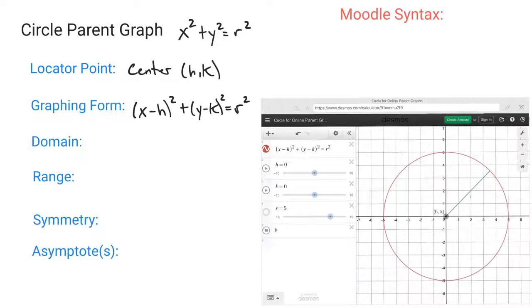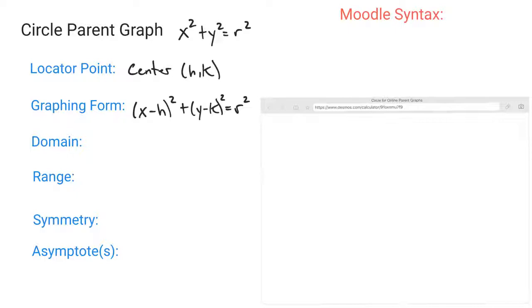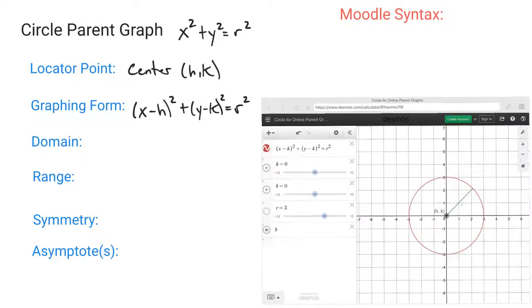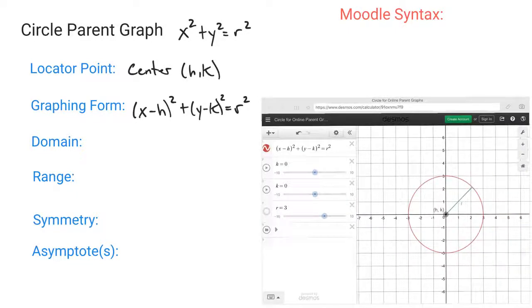Now the domain and range are both restricted for this particular parent equation. That's because you can see that it only goes from -5 to 5 in this scenario, but if I were to change my r value, that would definitely change what my domain is equal to. So the domain depends on actually two things. It depends on what the center of our circle is, and it also depends upon what the radius is. So this one is a little bit more complicated than the others, but if we think about it, here's where h is, and I move r units to the left because that's my radius, and I also move r units to the right because that's the radius.